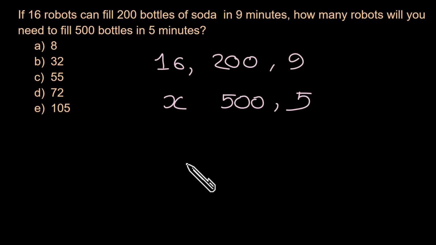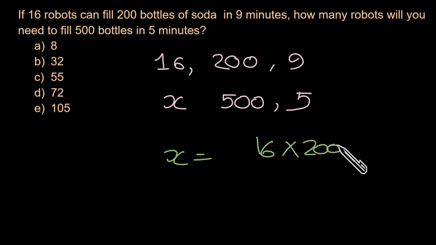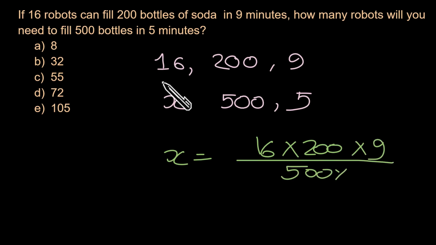So the answer will be something like x equals 16 times 200 or divided by 200. I mean, it's hard to know without going deeper into the problem. 9 divided by 500 times 5, or maybe it's 16 divided by 200 times 500. Maybe it's divided by 9 times 5. We don't know. Okay, there's no way to know. All we know is these numbers will interact in some way to give you the right answer.